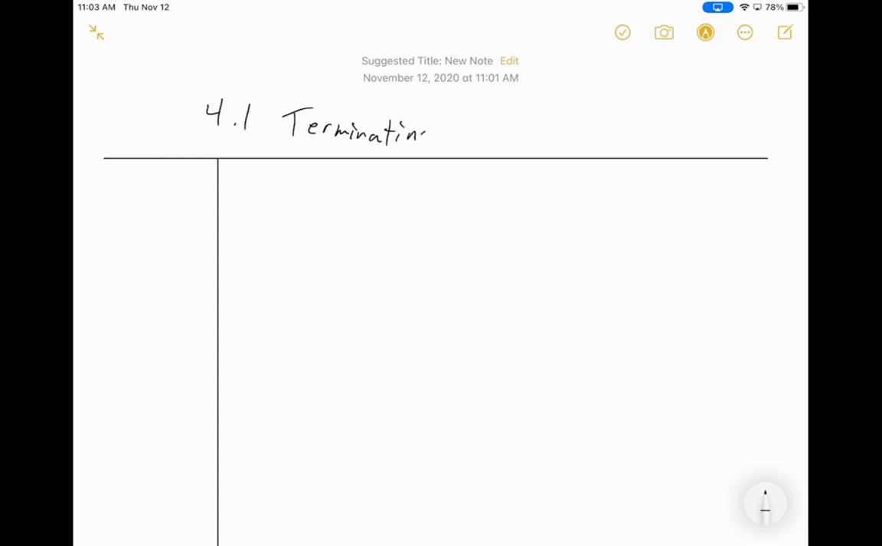All right. Terminating and repeating decimals. So let's start with some definitions. Let's write this down. First of all, what is a terminating decimal? And then we'll talk about repeating decimals. So terminating decimals are, think of what the word terminate means. To terminate is to end, right?